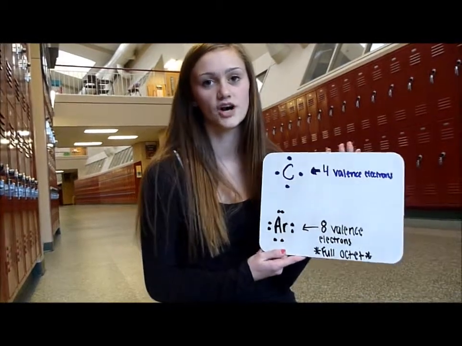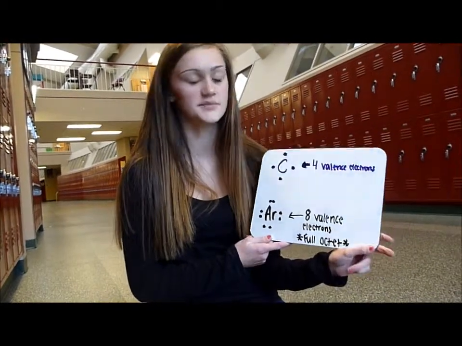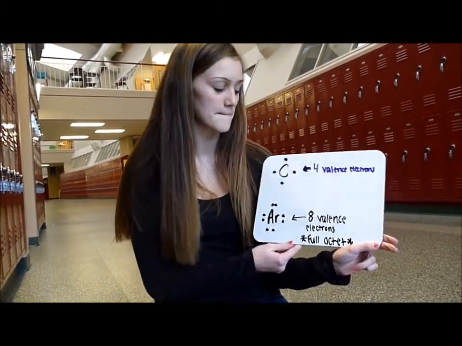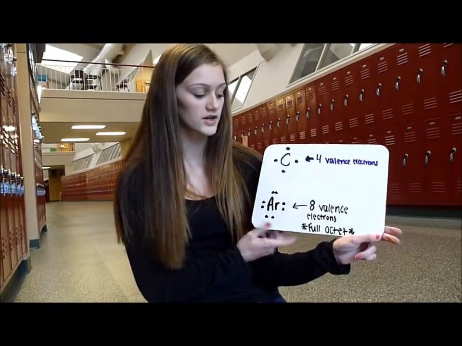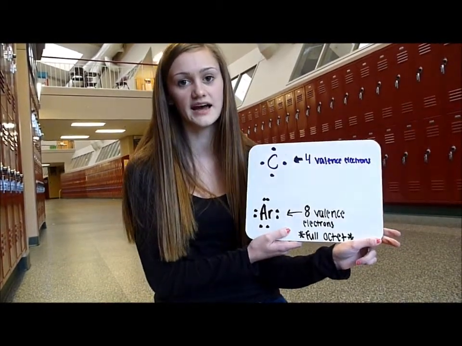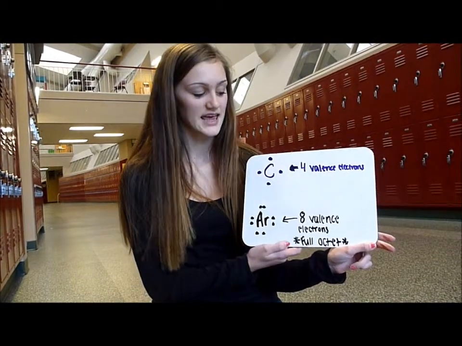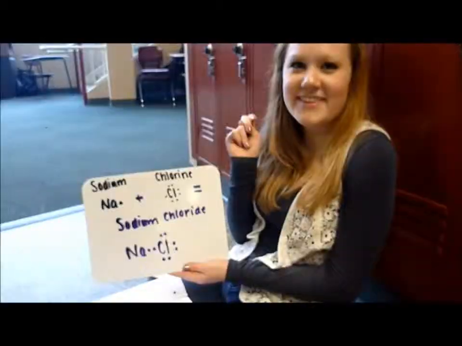Our next example is carbon. Carbon has 4 valence electrons, meaning that it has 4 dots, 1 on each side. Next is argon. Argon has 8 valence electrons, meaning that it has 8 dots and a full octet.